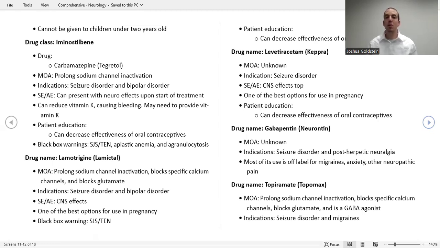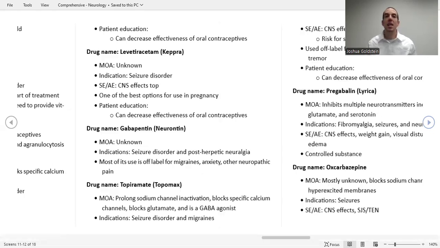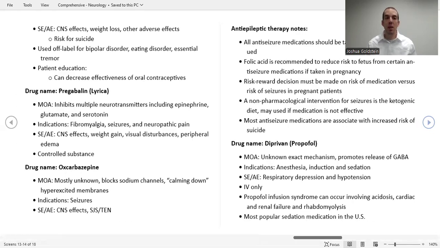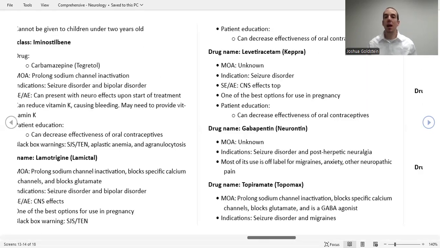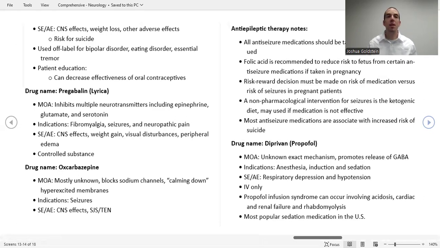Moving on, we have topiramate, which is known as Topamax. Again, you can see the mechanism of action here, that same sodium channel inactivation, plus the blocking of glutamate, plus the blocking of calcium channels. And this one even has a fourth mechanism of action, which is that it's a GABA agonist. This is used for seizure disorder and migraines. This medication is known to also help with weight loss, not extensively, but it does help with that. And sometimes it's actually used for that off label.